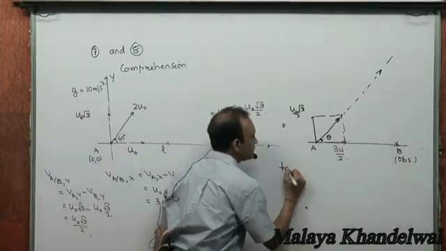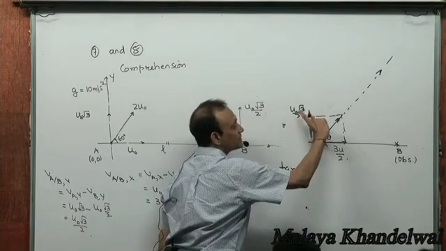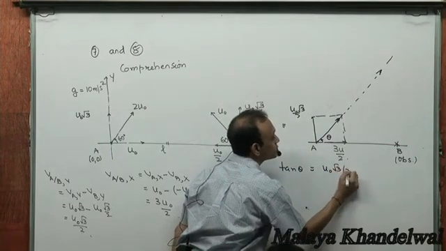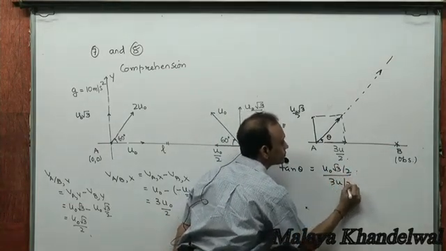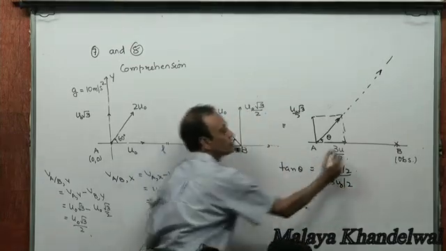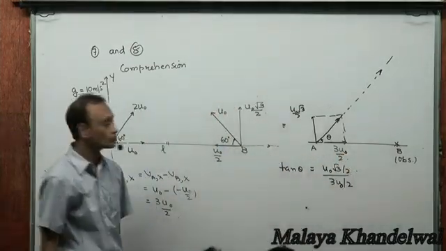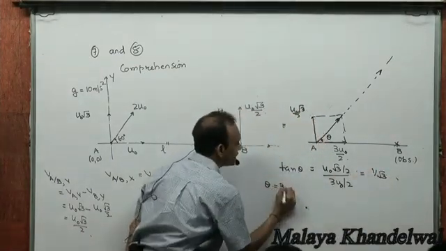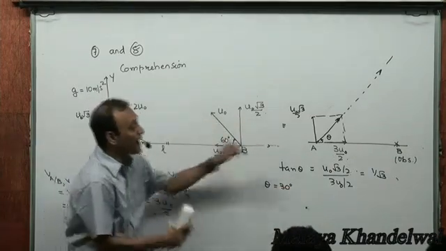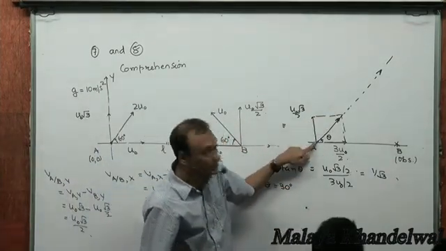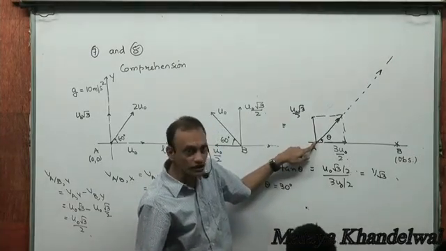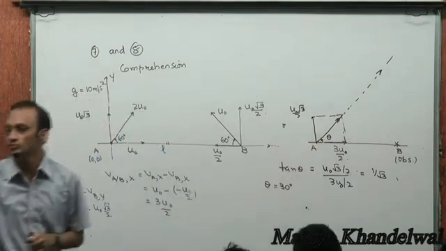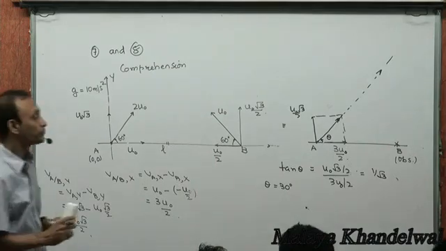And what would tan theta be? Tan theta is going to be this length divided by this length, which is u naught root 3 by 2 divided by 3 u naught by 2. Yes or no? Which is 1 by root 3. So what is theta? Theta is 30 degrees. That means the path of A as seen by B is a straight line passing through A, which is the origin, making an angle 30 degrees with the horizontal. Yes or no? Got me now? Sure? So that's one thing.